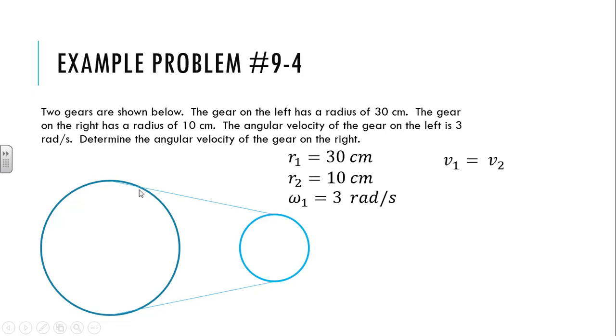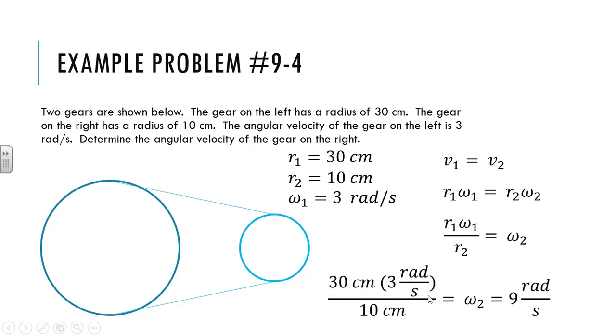Now the one thing I can say is the tangential velocity of the chain around this gear has to be the same as the tangential velocity of the chain around that gear. That's because in order for this chain to be a constant chain, it has to be moving at a constant speed. So the velocity of whatever the chain is going around here is the same as the velocity of the chain going around here. Tangential velocity for both gears is the same. Now this means that I can actually come up with a fairly quick ratio. That omega 2 is going to be equal to R1 omega 1 over R2. And so we get that omega 2 is 9 radians per second.